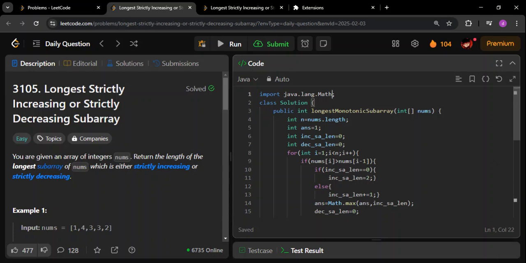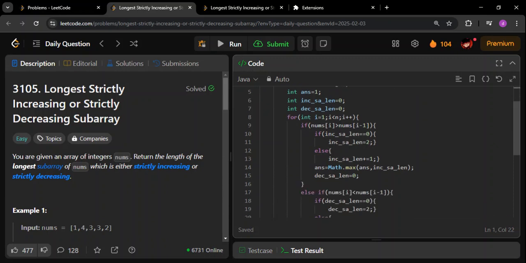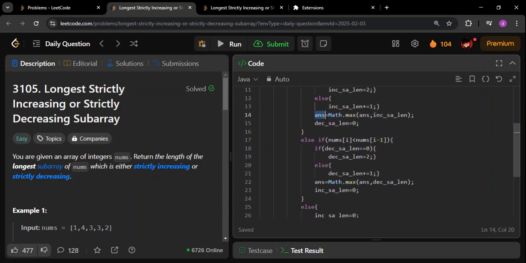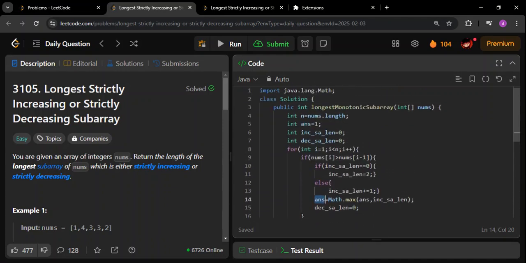Remember, I'm not writing it as a dot max. If I write dot max, it will not be correct, because max is a static function. It should always be used with the class name. So that's why I'm using Math.max here. I'm passing the two values, whichever is the maximum here, that will be assigned to answer. Exactly the same logic. Believe me, it's exactly the same. Nothing is different. Only the syntax is different.